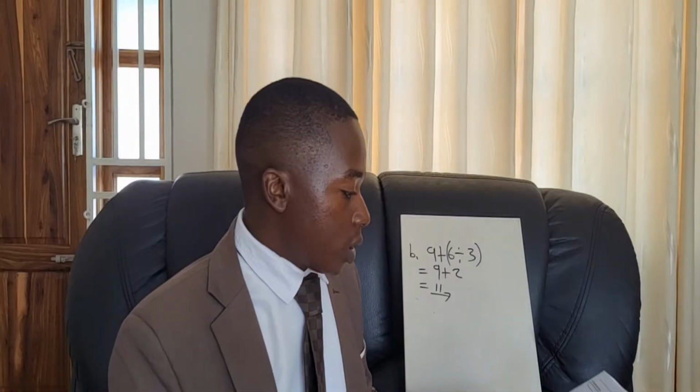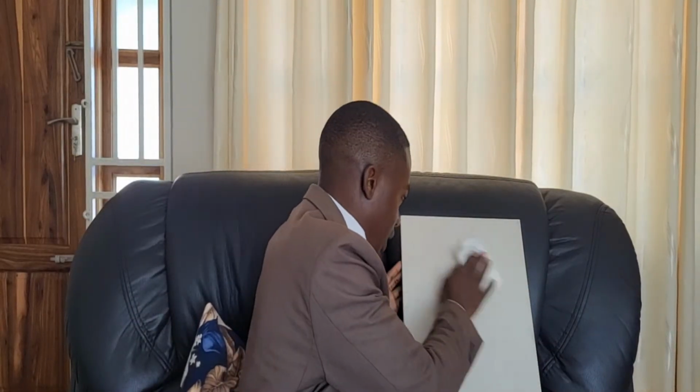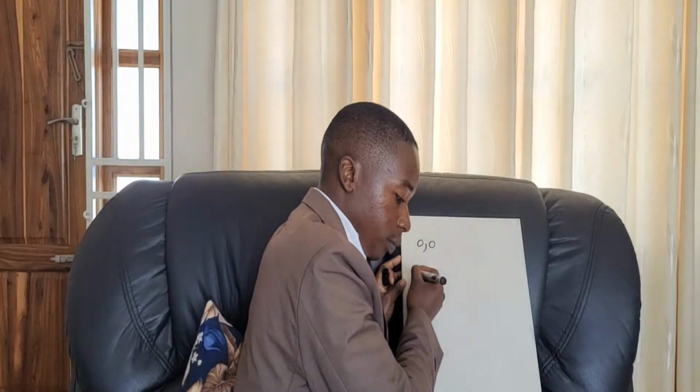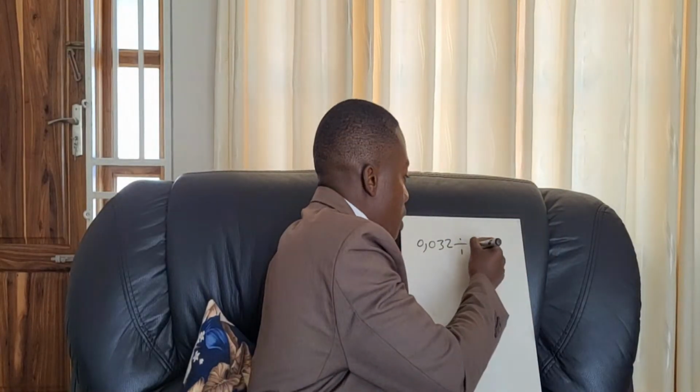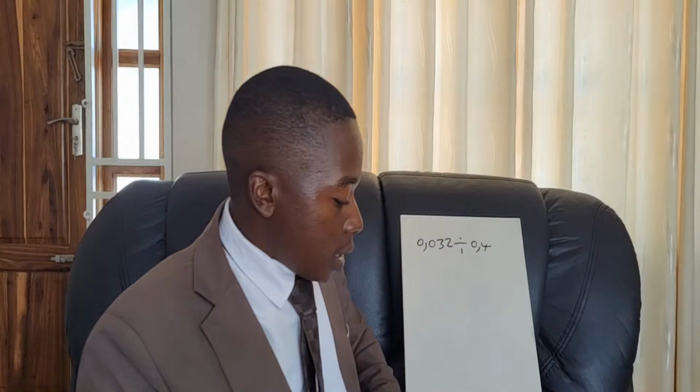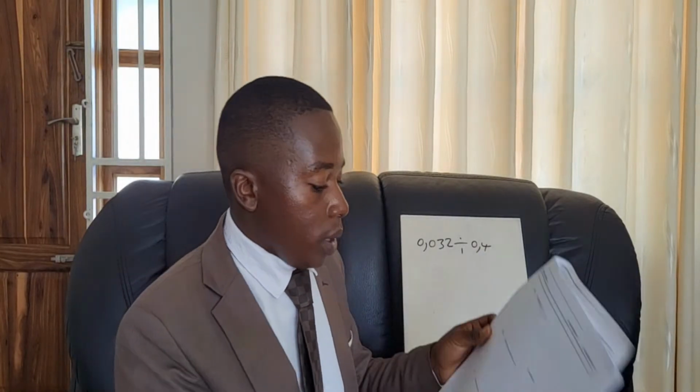We are moving on to the next question. What is the next question asking us to do? 0,032 divided by 0,4. It's asking us to evaluate this. That's the second question that we have.